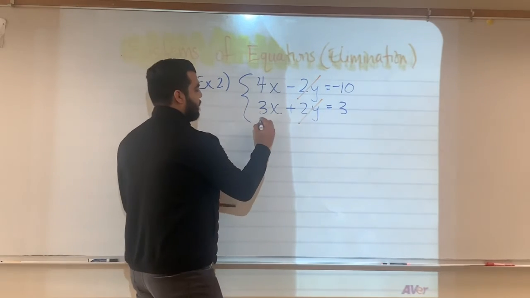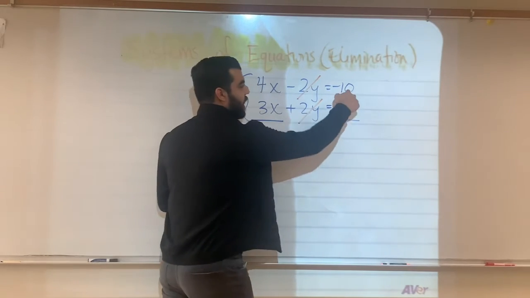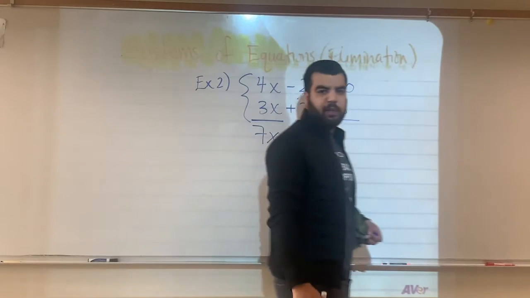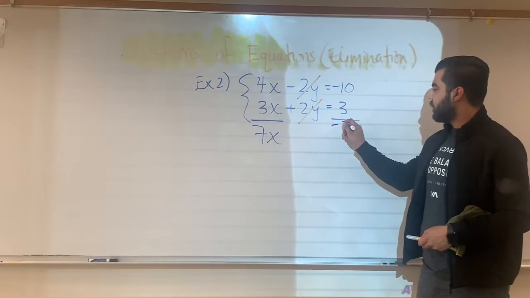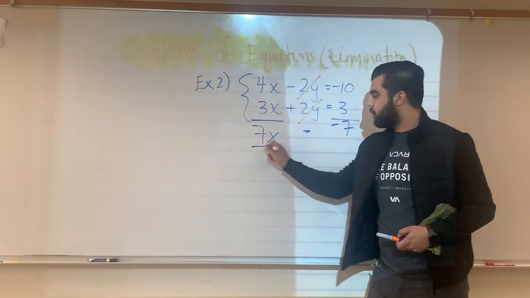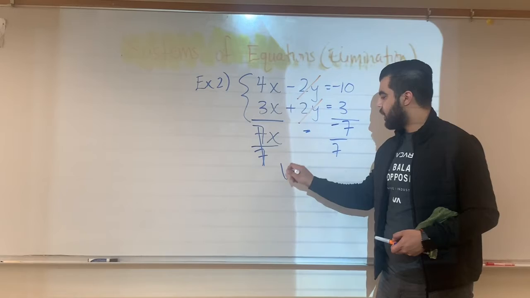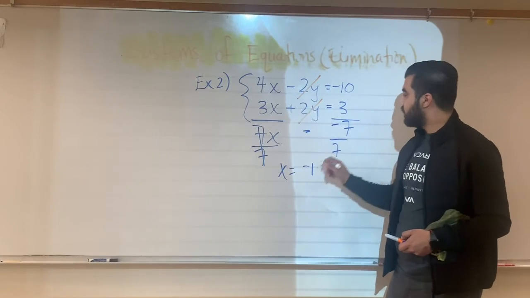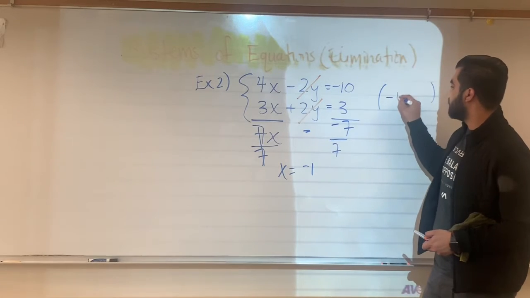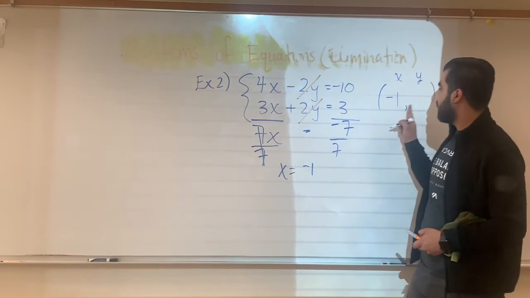Now we combine whatever's left. 4x plus 3x is 7x. Negative 10 plus 3, and we have to be careful with the integers, is going to give me a negative 7. Now let's solve for x. We divide both sides by 7. x equals negative 1. So in this case, we were able to solve for x first, and we know that's negative 1. Now we have to use this to solve for y.